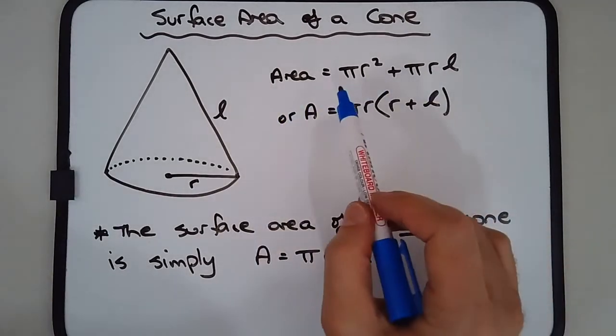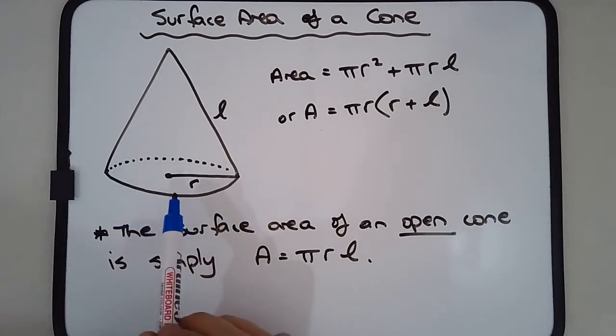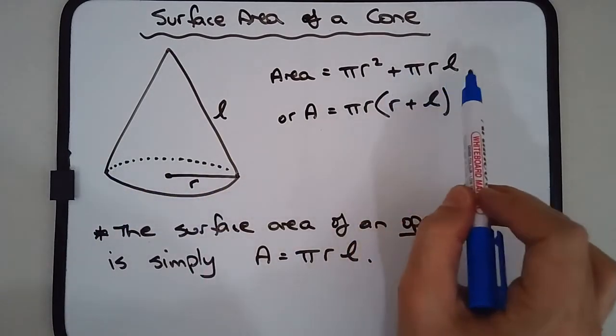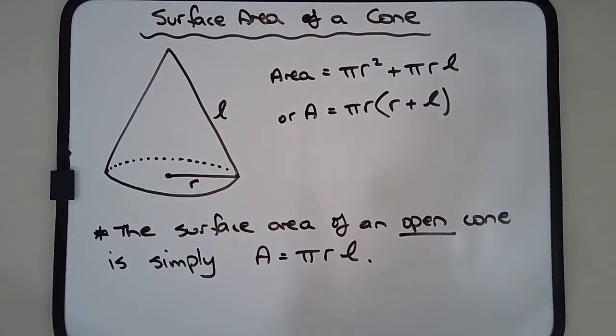And the formula is simply pi r squared, so that's the surface area of the base, which is just a circle of radius r, plus pi r L. Now, the proof of this I might do in another video, so I'm not going to explain where that comes from in this particular video.